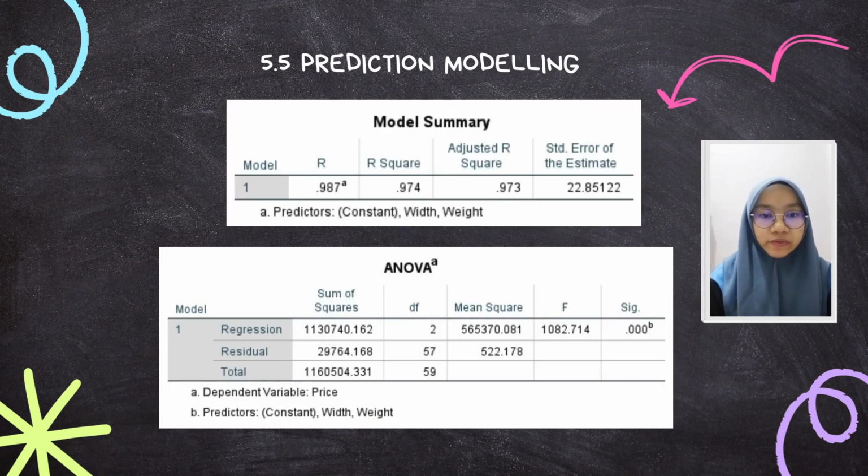And the R-square value for the model summary is 0.974, which means 98.7% of the variation of price can be explained by weight and width. The adjusted R-square is 97.3%. This can be concluded that the relationship between the model and the dependent variable are connected to each other. The p-value from the ANOVA table is 0.000, which means that at least one of the two variables, weight and width, can be used to predict price.